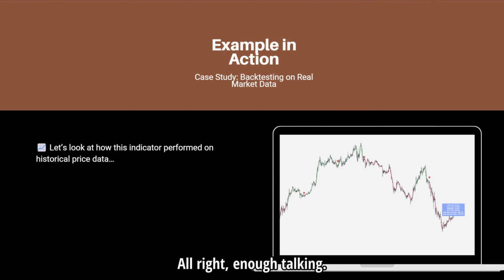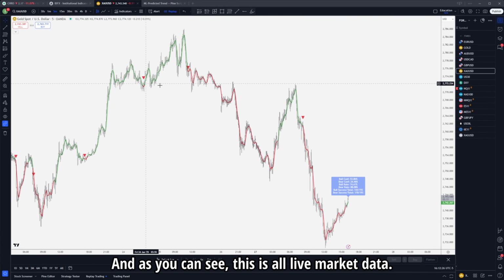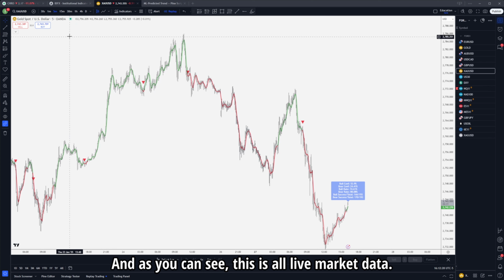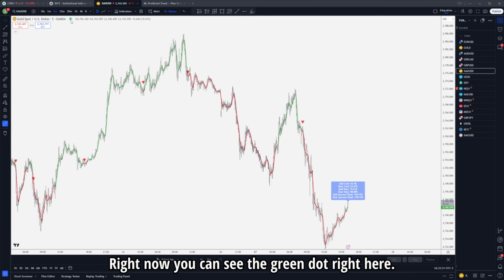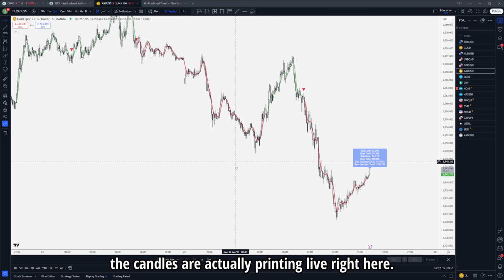All right, enough talking. Let's actually jump into the charts right here and showcase what the indicator can do. So right here we are now on the charts, and as you can see, this is all live market data. Right now you can see the green dot, the markets are open, and the candles are actually printing live.